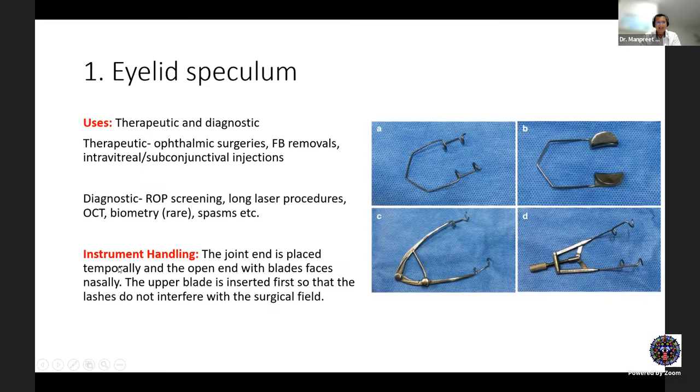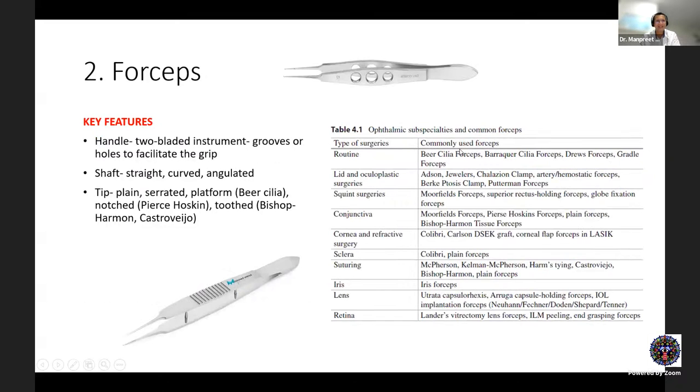How to handle this instrument properly? The joint end is placed temporally and the open end with the blades faces nasally, and the upper blade is inserted first so that the lashes do not interfere with the surgical field, especially when we are doing cataract surgery under topical anesthesia. So if you describe your instrument in such a way, I am sure your examiner will be impressed and will be eager to hand you another instrument to talk about.